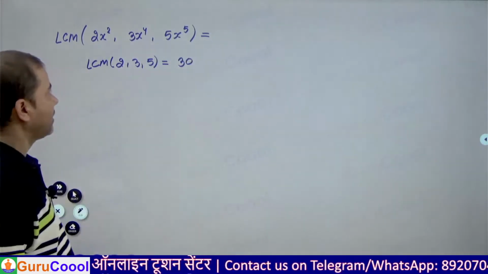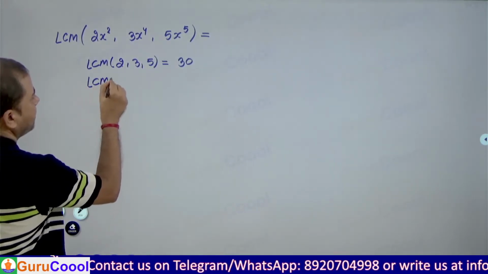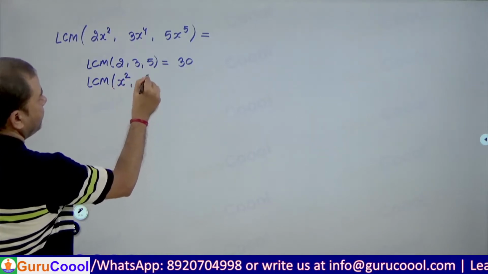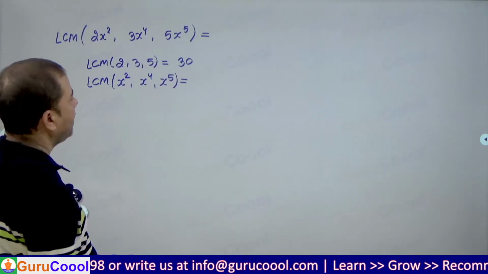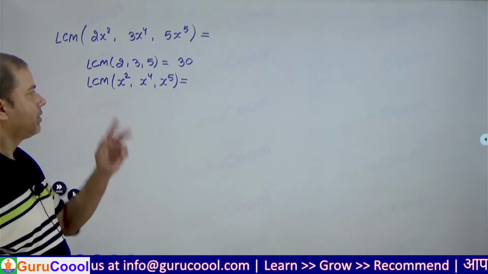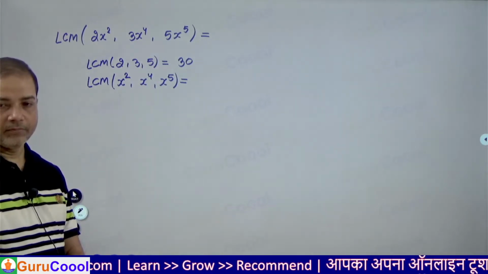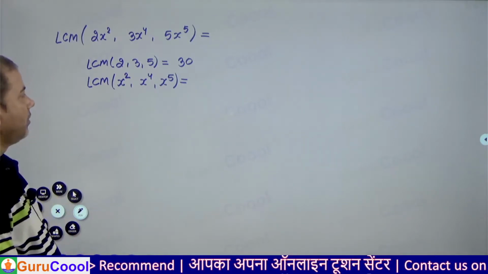So we got the LCM of number portion. Now we take LCM of variables: x square, x power 4, x power 5. Do you have any idea how to take LCM of these variables? No, sir.